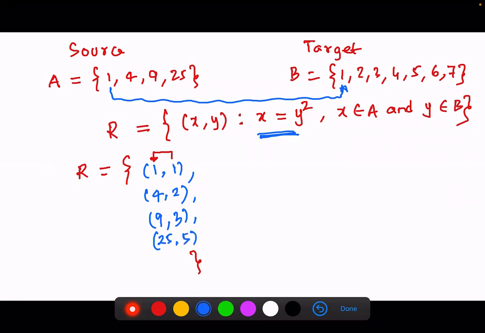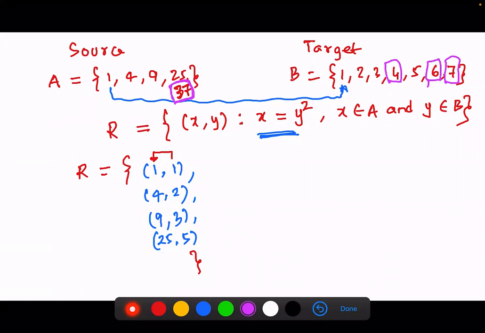Now suppose I try to add one more element in A. Suppose I add the element 37. Now can 37 be related with any element in B? No, sir. No, right? So I'll have to leave it out. I cannot make it part of the set. So that means from the source set, I'm leaving it here. And from B, what am I leaving? I am leaving 4, I'm leaving 6, I'm leaving 7.